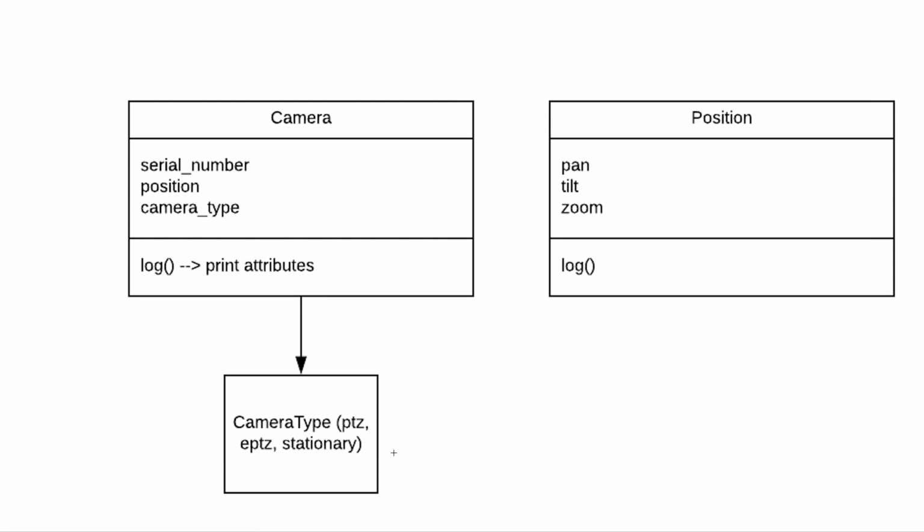This down here, this camera type, that is going to be an enum, which is going to be defined inside of the camera class that we're going to use for this camera type. Lastly, we're going to have these log methods, which will print the attributes.